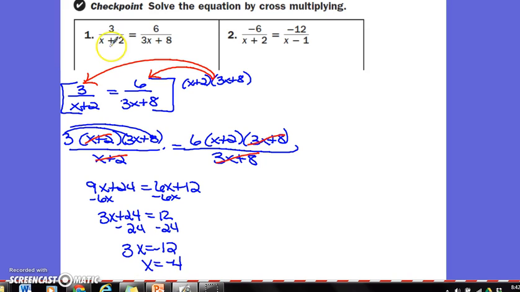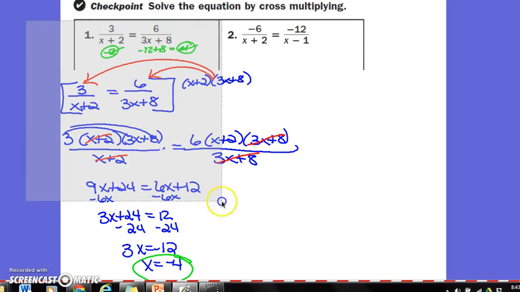Again, go back up here and look. If you put in a negative 4, negative 4 and 2, that would give you a negative 2. Negative 4 would be negative 12 plus 8, which would give me a negative 4. They're not 0, so these check out. This is the solution. All right, so take a minute, pause here if you need to.